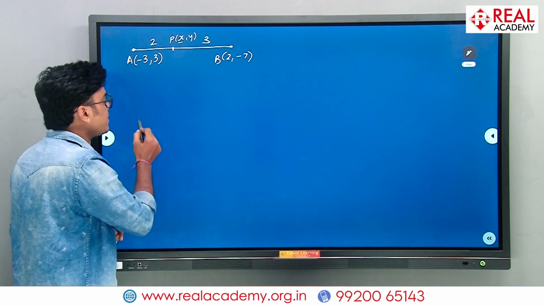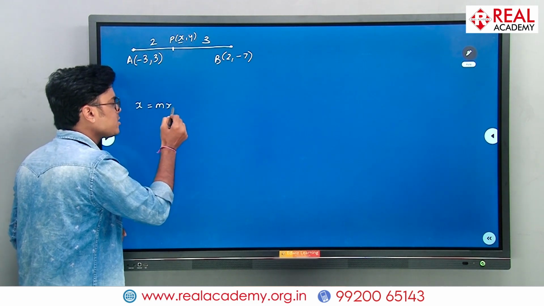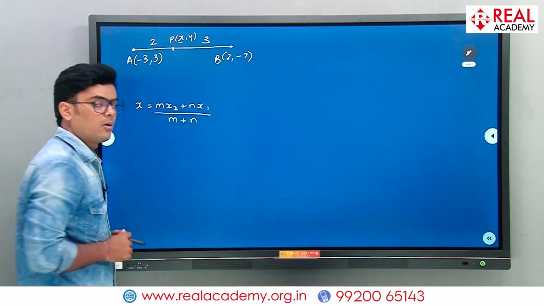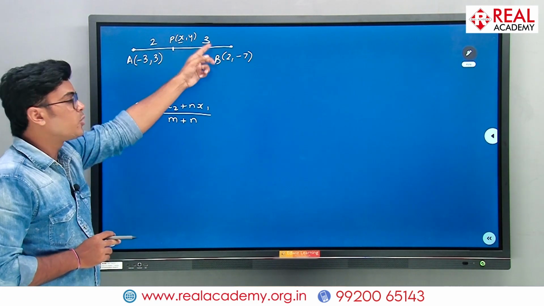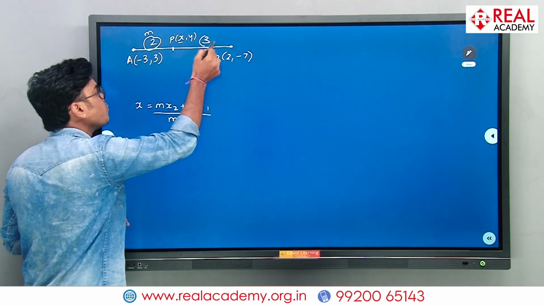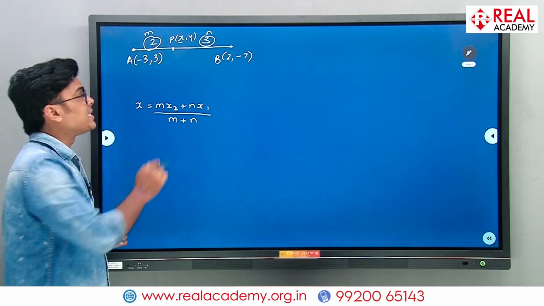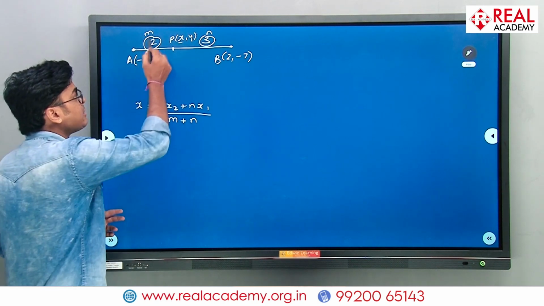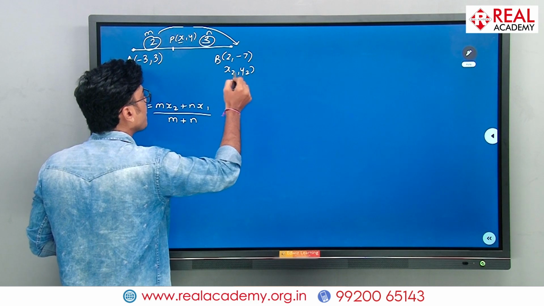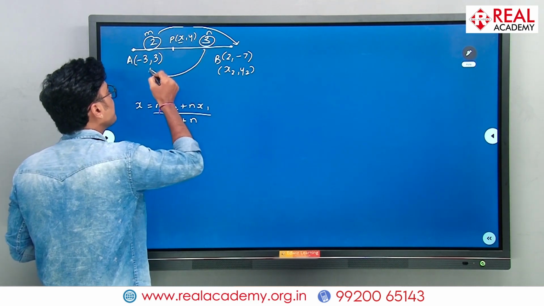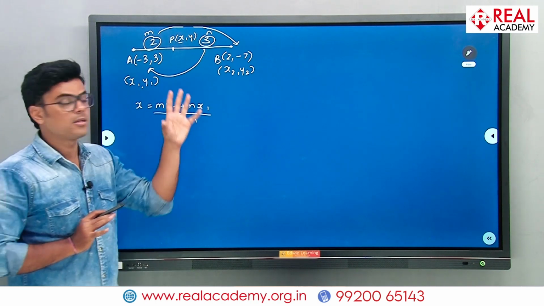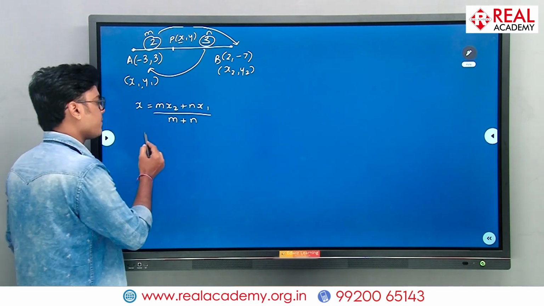For the x coordinate, the formula is (m x2 + n x1) upon (m + n). The ratio is m:n, which is 2:3. So if I assume this to be m and this to be n, then the opposite end of m will be (x2, y2) and the opposite end of n will be (x1, y1). These are your assumptions. So this is how we will solve it.